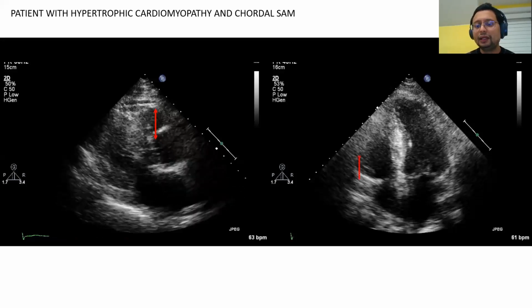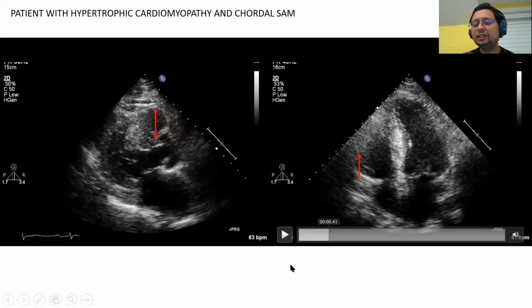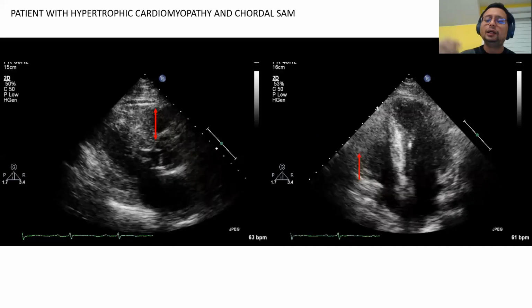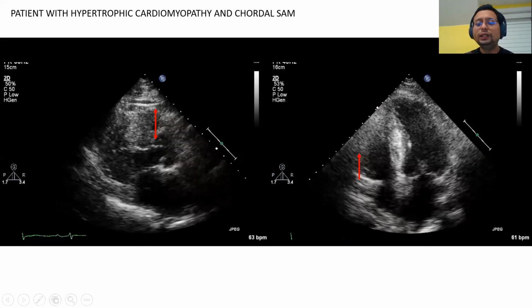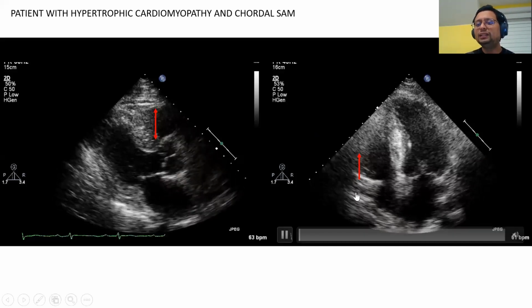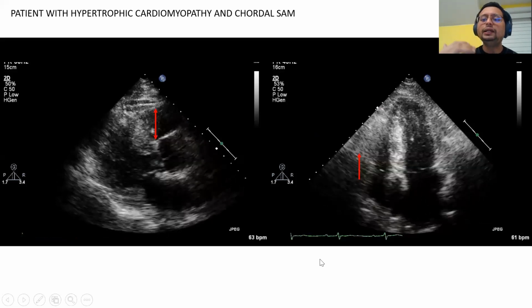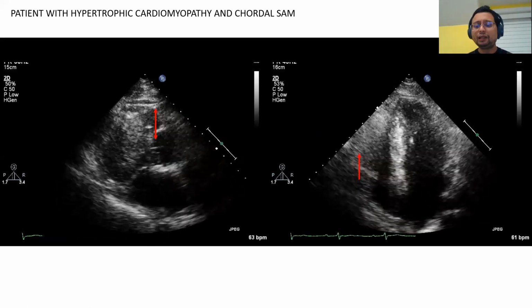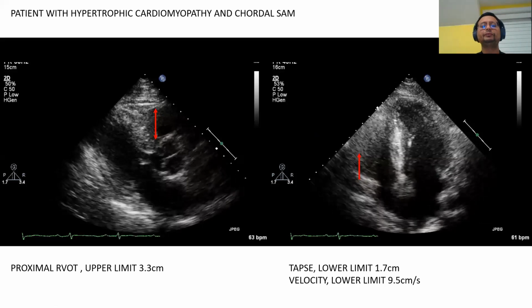Okay. Now, if I were to measure the distance of this arrow here, what would I measure? Okay, so that is what I call TAPSE. How far does it go up? Anything that is more than 1.7 centimeter is normal. Not only can I measure TAPSE, if I put a tissue Doppler, I also can measure velocity. Anything that is above 9.5 centimeter per second is normal. Okay, so we can measure TAPSE and we can also measure S prime here, right?